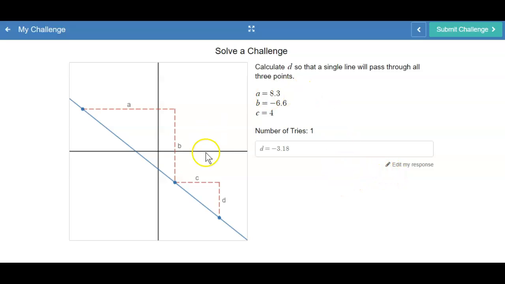And so what I want you to do is use this method to create your own challenge and then solve three of your classmates' challenges.